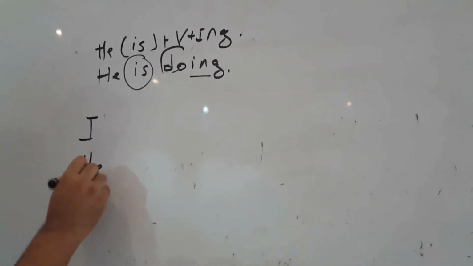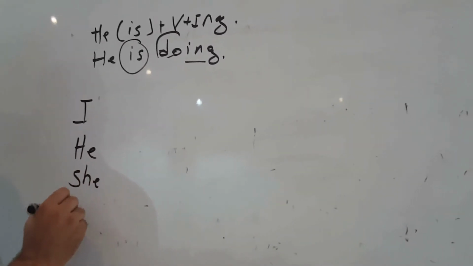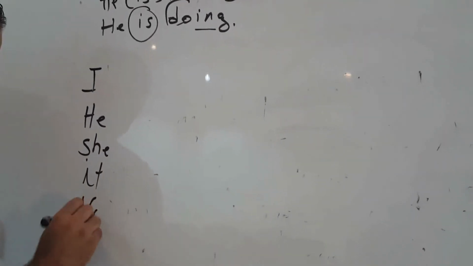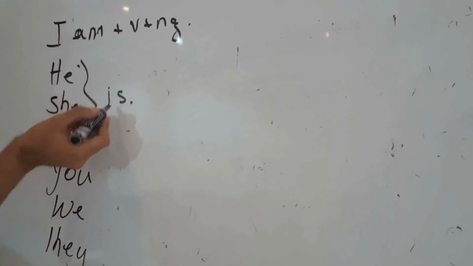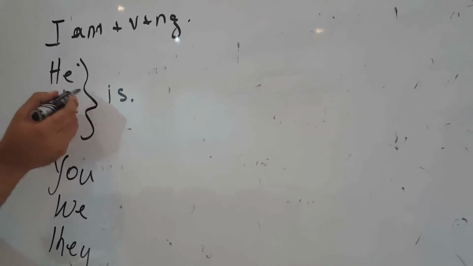I, he, she, it, you, we, and they. So as for I, we have to add I am, plus verb plus ing. As for he, she, and it, we have to add is. So is is added to all three personal pronouns. Here we say he is doing, she is doing and it is doing.